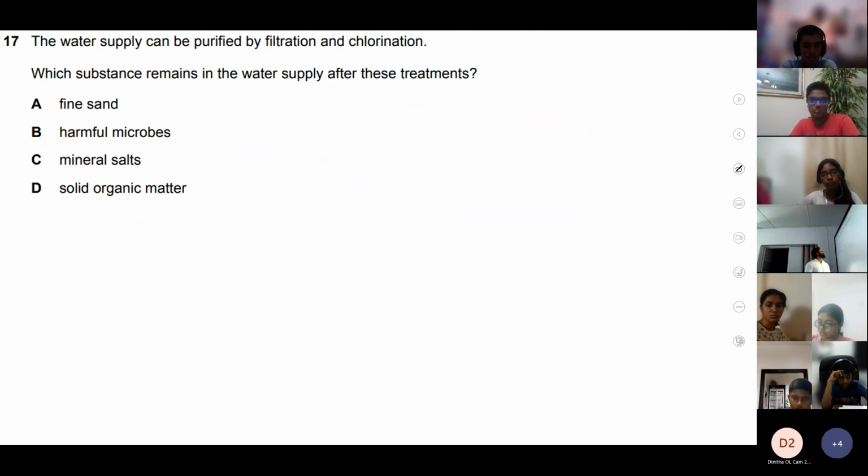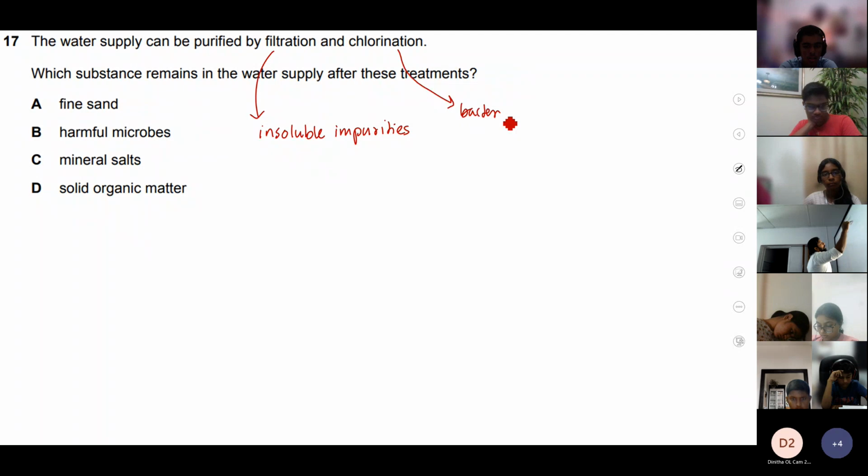Next one. Water supply can be purified by filtration and chlorination. Chlorination is to disinfect water, you know, guys. Which substance remains in the water supply after this treatment? Filtration will remove insoluble impurities. Chlorination will remove bacteria. So that too can't stay.